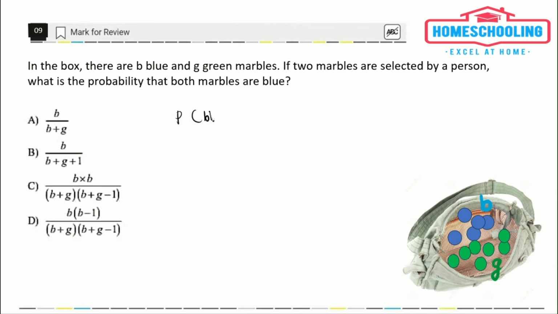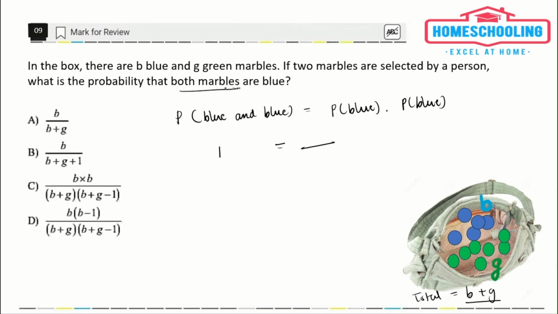So we have to find P(blue and blue), the probability of blue. First this would be P(blue) into P(blue). From this we can say that the total number of marbles is B plus G, because B are blue marbles, we don't know the exact number, and G are green marbles. So the total number of marbles would be B plus G. Since the question says two marbles are selected and both should be blue, we will draw blue marbles out.